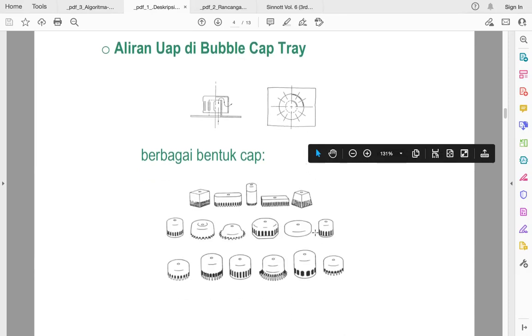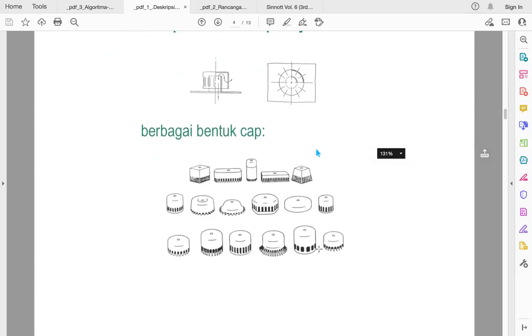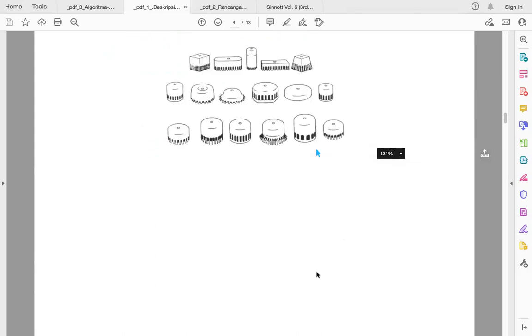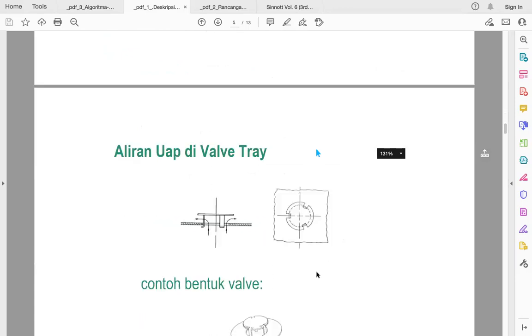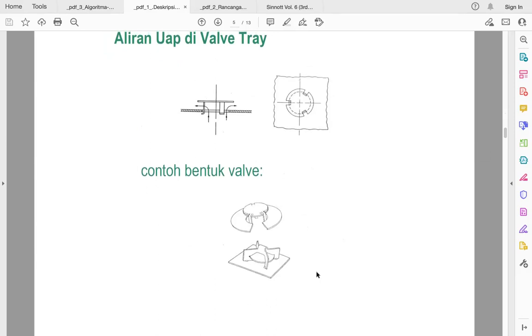Okay, but of course the drawback of a bubble cap is that it is more expensive than the perforated tray. Okay, and the last one is called the valve tray.